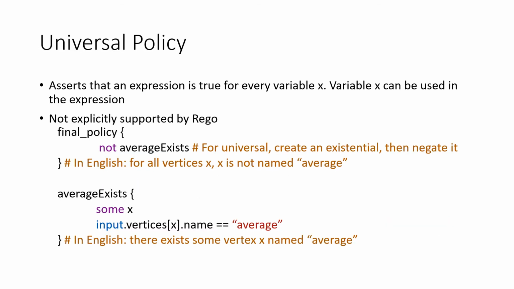The universal policy asserts that an expression is true for every possible variable x. Variable x can be used in that expression. Rego does not explicitly support this. However, it can be accomplished by defining an existential policy and negating that policy. Final policy requires that, for all vertices, x is not named average. This is done by defining average exists, a helper policy which requires there exists some x named average. Final policy then negates this helper policy.